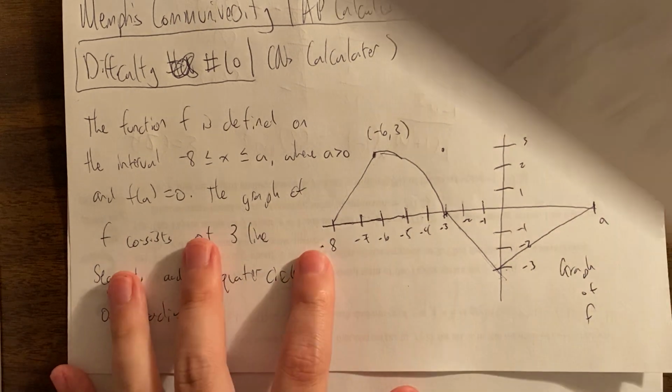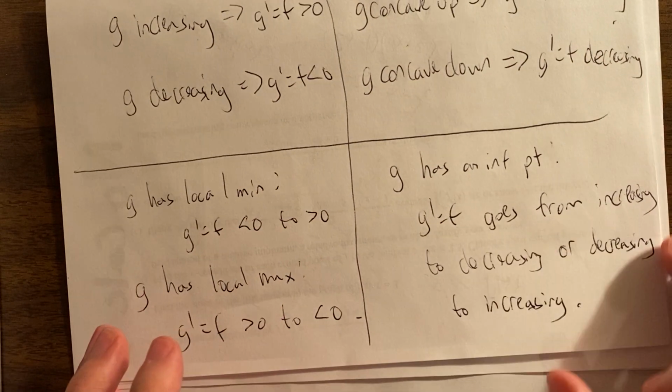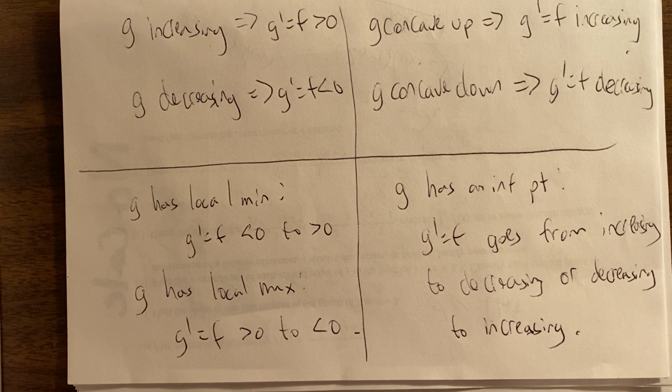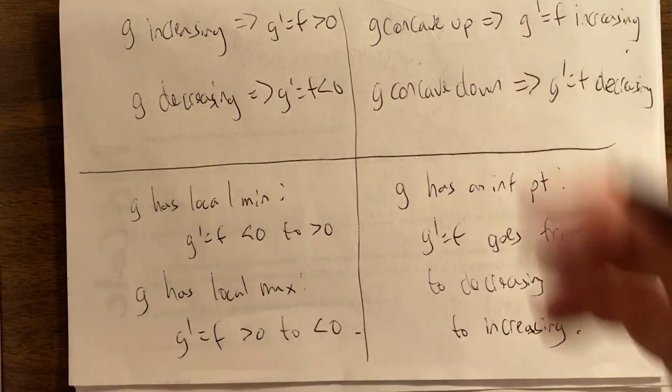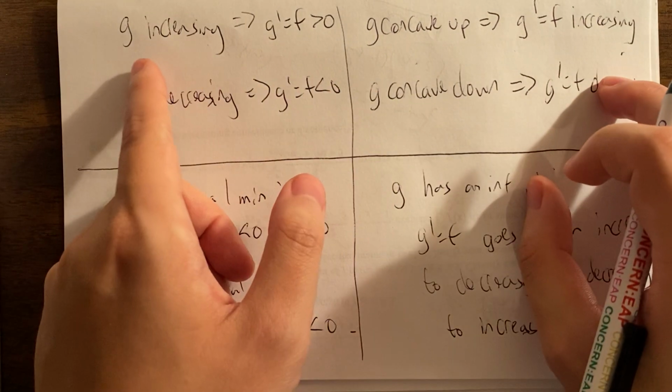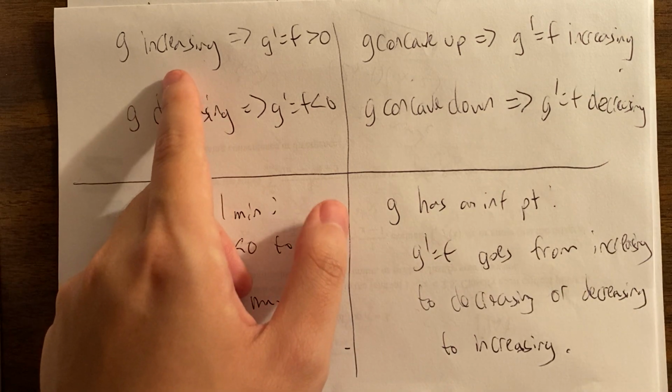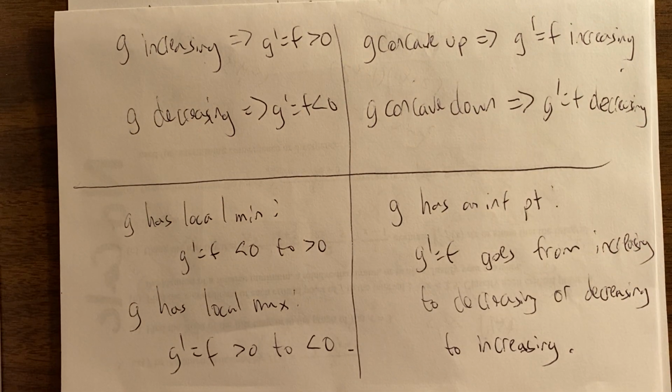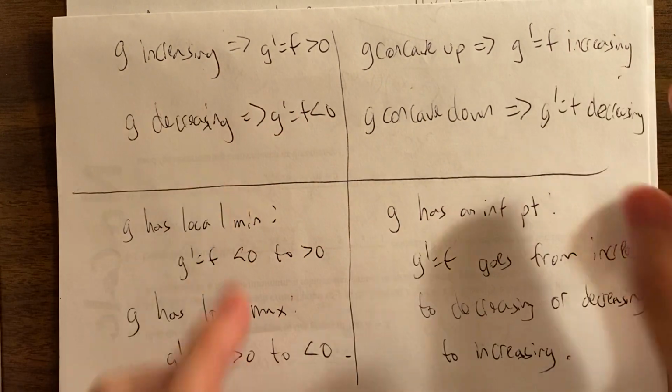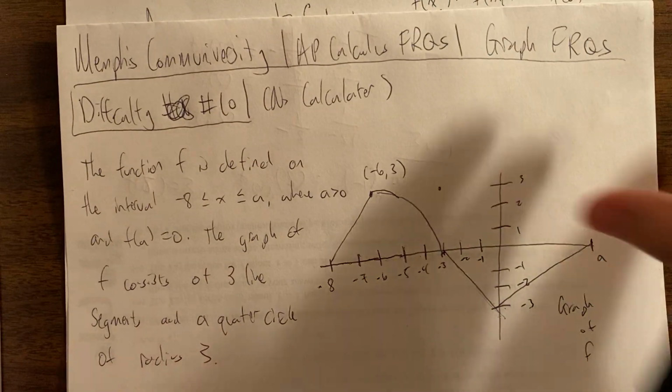So again, I'm just using these rules. Hopefully by this level of difficulty, number 10, if you've watched our videos, you are very accustomed to these rules. You want to see these questions on the AP exam, increasing, decreasing, concave up or down. You're no longer confused about how g increasing and g prime equals f increasing are just two totally different rules. So hopefully you're good with that.